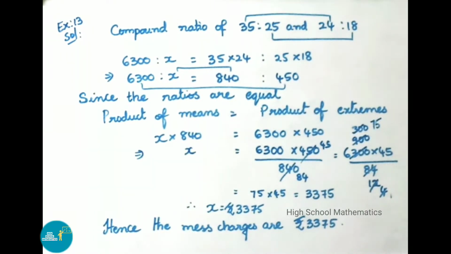Hence, the mess charges are 3375 rupees. Whenever three quantities are given like in this example, we have to write the tabular form and solve the sum using compound proportion. That is, the compound ratio of two quantities we must equate with the remaining quantity. Then we will get the required result.